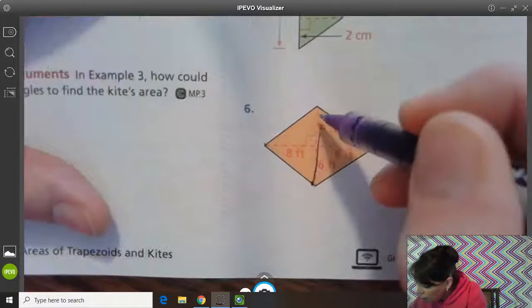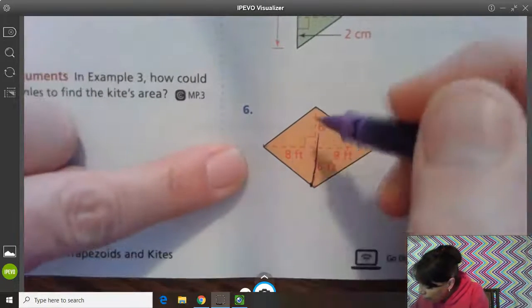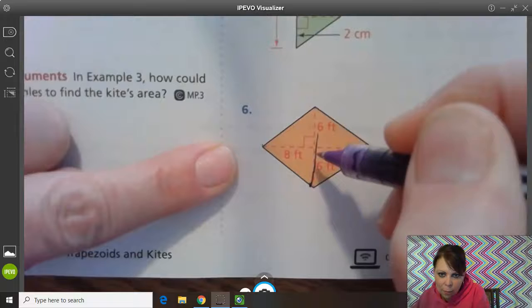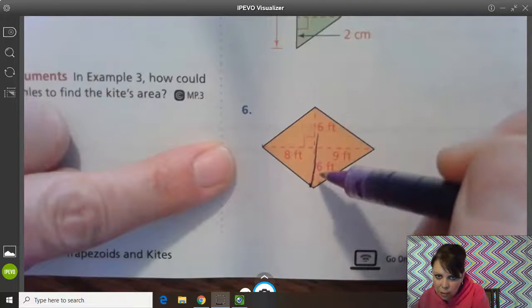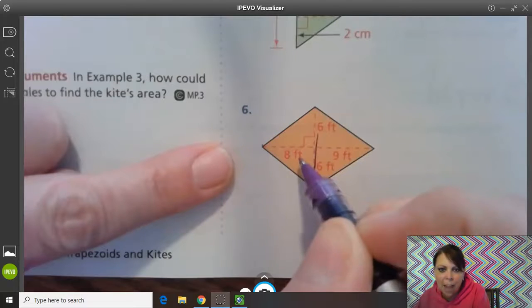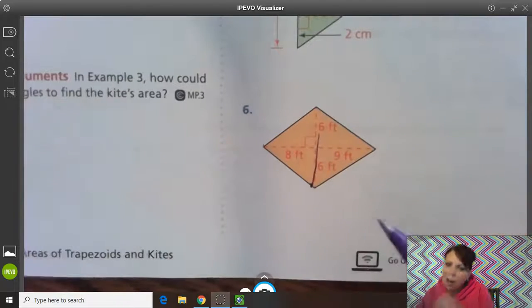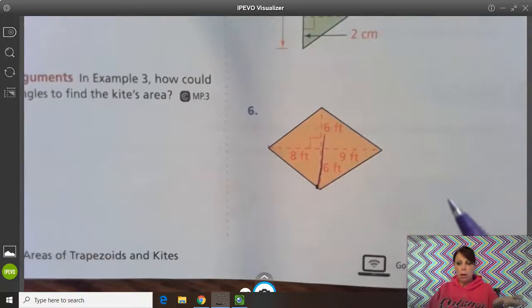So if we cut the triangles going this way, you would have a base that would be the same for both of them because that would be 6 plus 6, which is 12. So the base of the triangles would be 12. And then this triangle would have a height of 8, and this triangle would have a height of 9, which means you're going to have to do 2 problems. We don't want to do 2 problems. We want to do 1 problem.